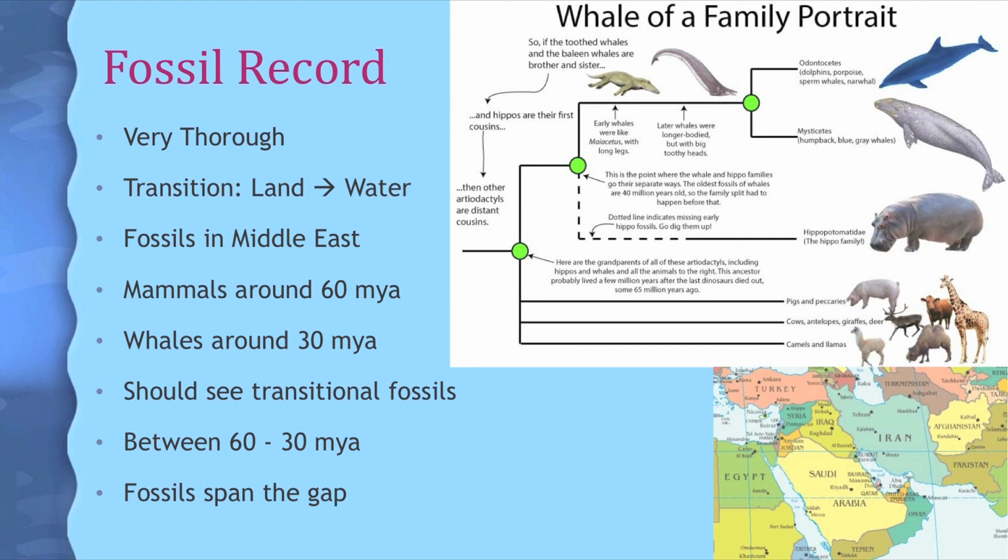In Earth sediments around 60 million years old, we find plenty of fossil mammals, but no whale fossils. However, in Earth sediments around 30 million years old, we find fossil evidence of creatures that resemble the whales that we see today. Therefore, we should expect to find transitional forms in sediments between 60 and 30 million years old. That is exactly what happened. Fossils were found that spanned the gap.